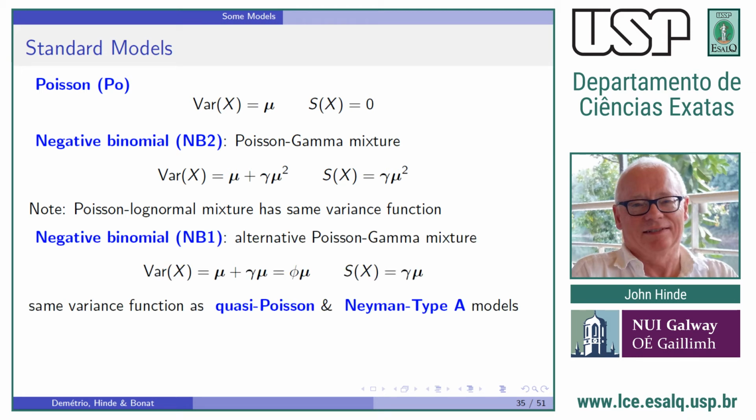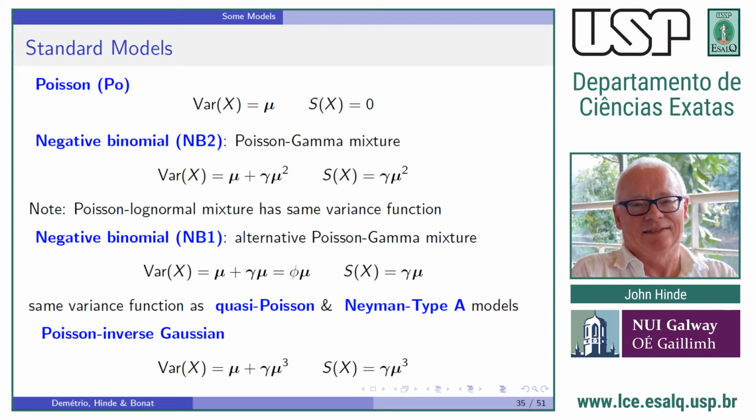There's a funny negative binomial distribution, which is a different way of mixing a Poisson and a gamma, and it gives you a variance function of this form, mu plus gamma mu. And so that's just a scaled version. And here S is gamma mu. And it's the same variance function as a quasi-Poisson distribution. The variance is proportional to the mean. And it also turns out to be the same as Neyman-Type A.